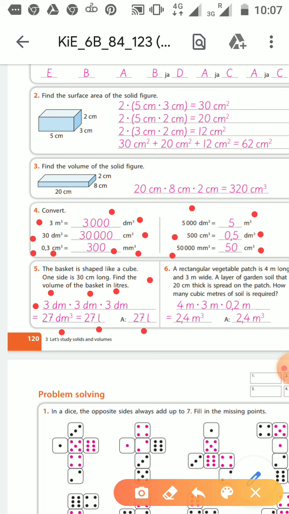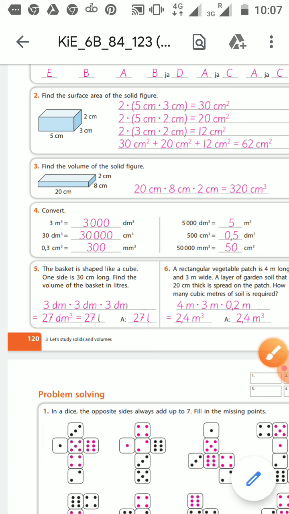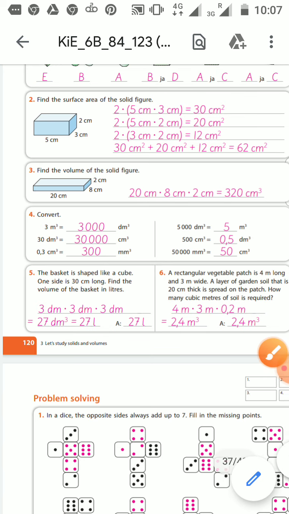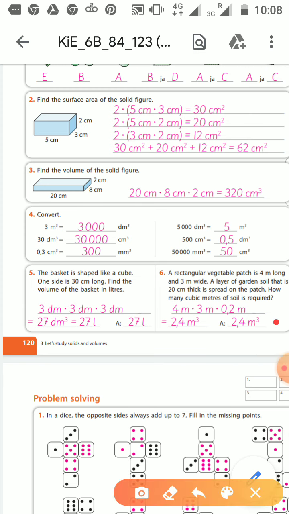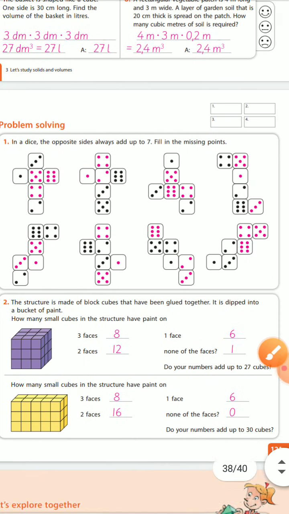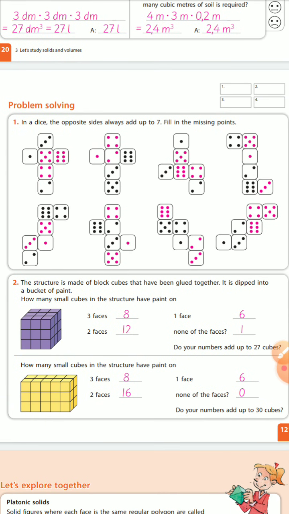And then we've got this rectangular vegetable patch, 4 meters long, 3 meters wide, and 20 centimeters thick. What might throw you here is the measurements. You've got meters here and here, and yet you've got centimeters here. Let me take this cube off, a lot of dots on the screen. So we have to convert the 20 centimeters into meters. What we do is 4 times 3 times 0.2, and that'll give you 2.4 meters cubed. Quite a sneaky question, because you have to remember to convert. This one is a dice, so the opposite sides add up to 7.